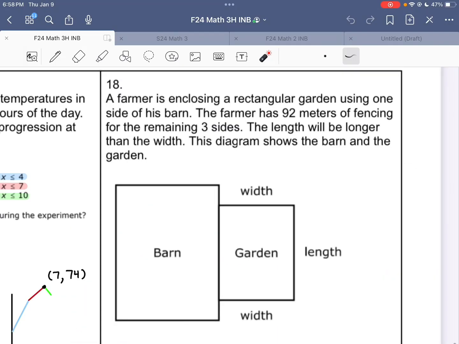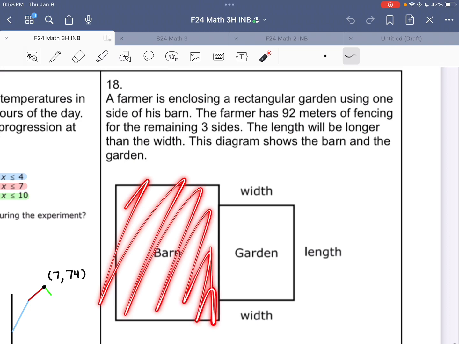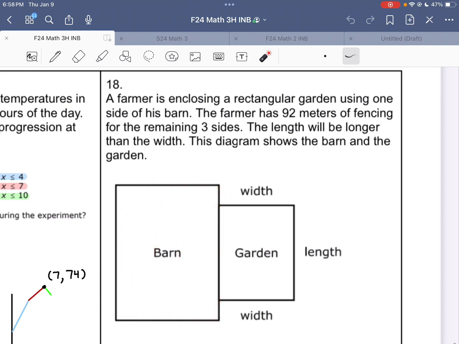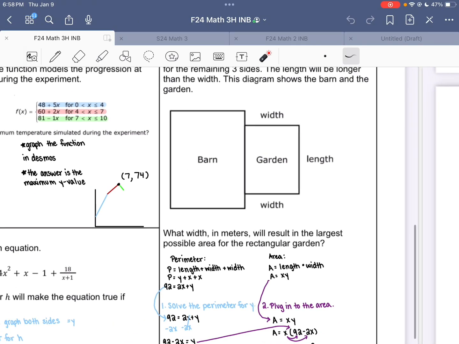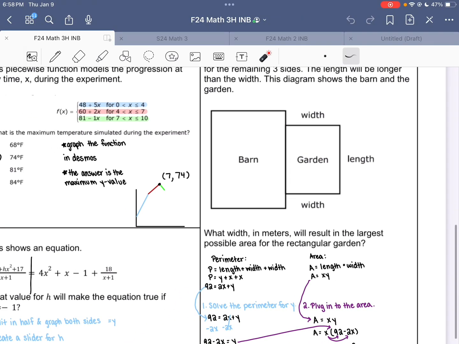So number 18 is kind of a lot to look at. It says that a farmer is enclosing a rectangular garden using one side of his barn. So here's his barn, it's already here. The garden shares a wall with the barn, so he only needs fencing for 2 of the widths and 1 of the lengths. So he has 92 meters of fencing already. It says that the length will be longer than the width, and they want to know what the width would be.